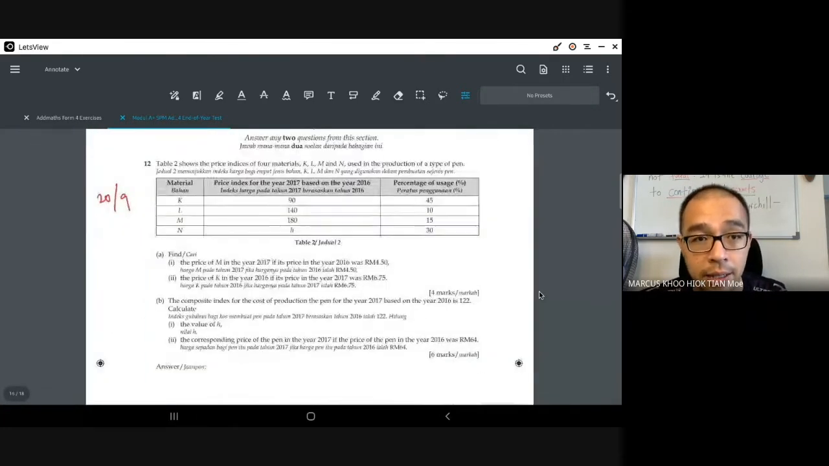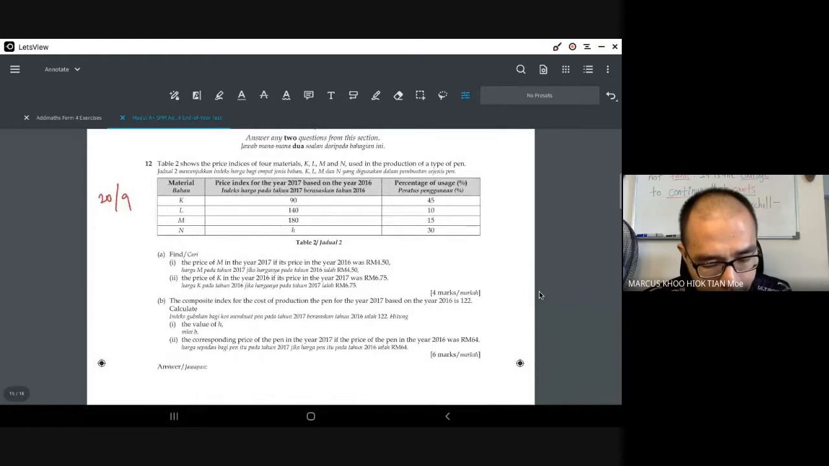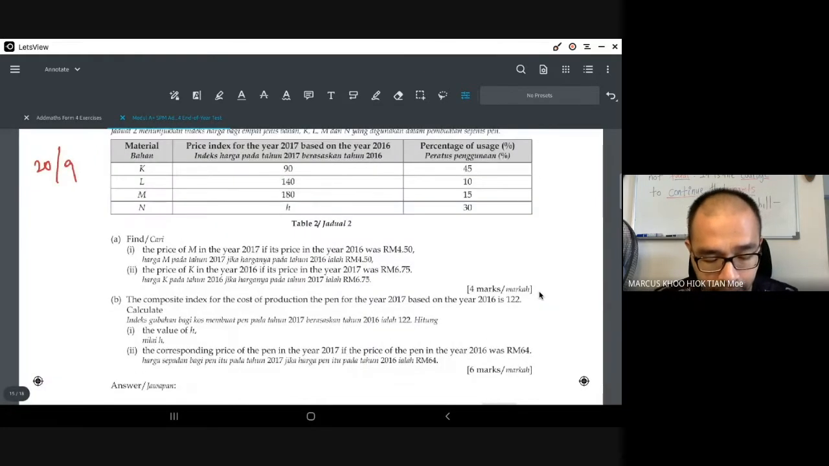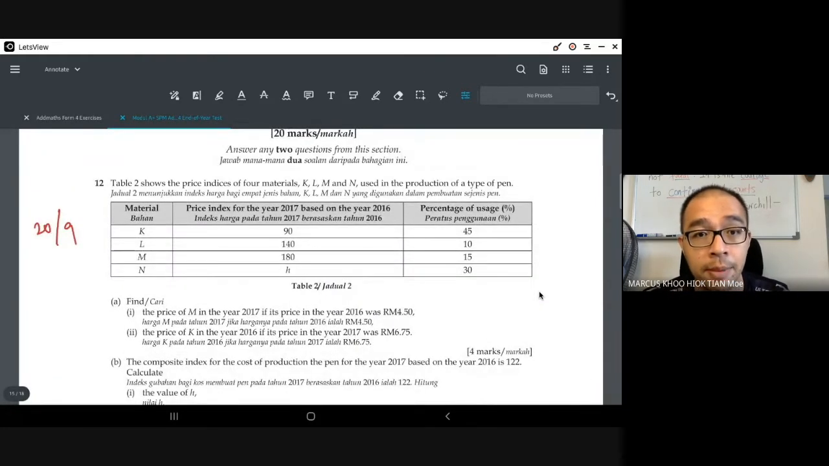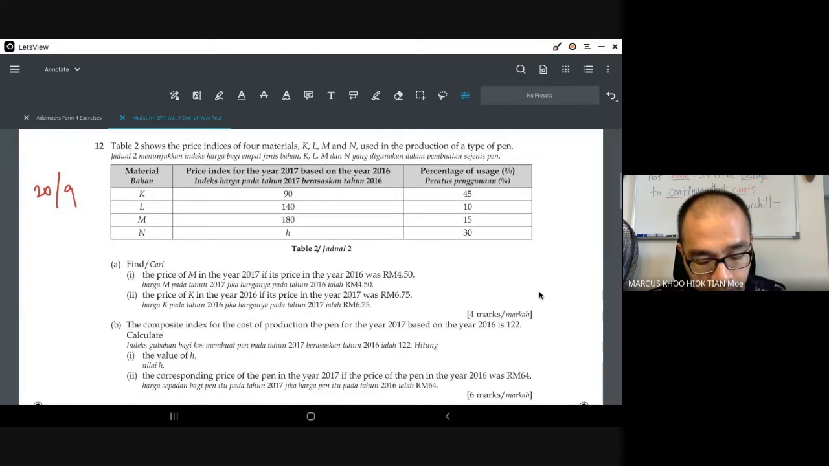Okay, let's start. All right, so table 2 shows the price index for four materials K, L, M, and N used in the production of a type of pen. Okay, so find the price of M in the year 2017. Okay, this is N, this is M. Okay, in the year 2017, if the price in 2016 was 4 ringgit and 50 cent.